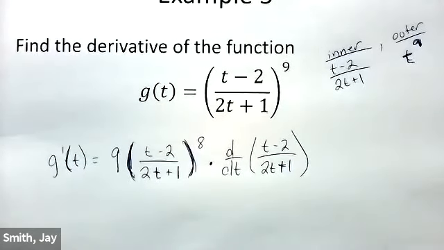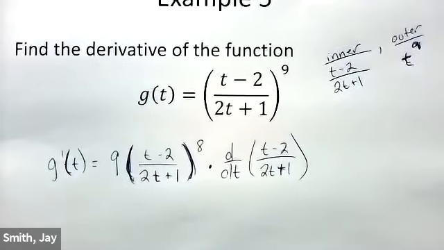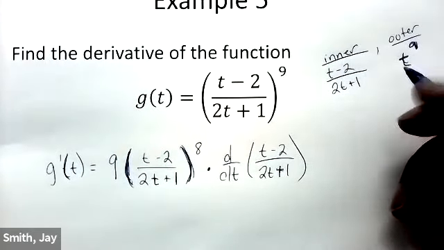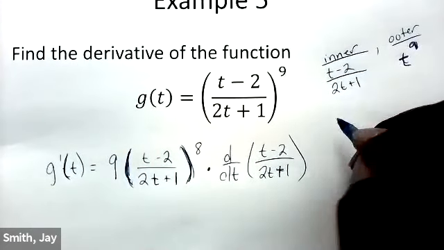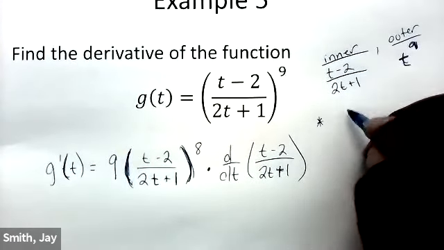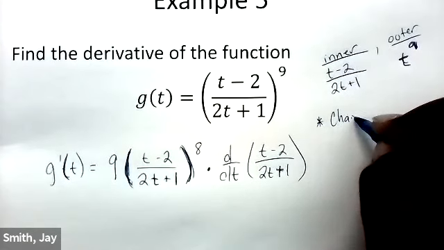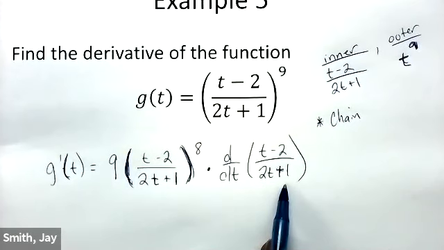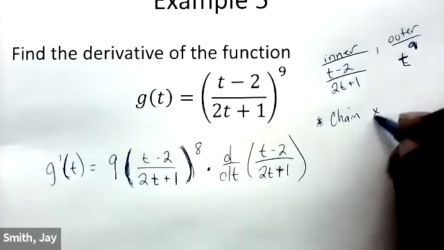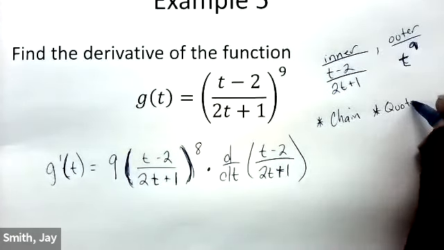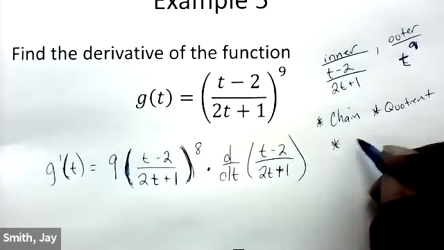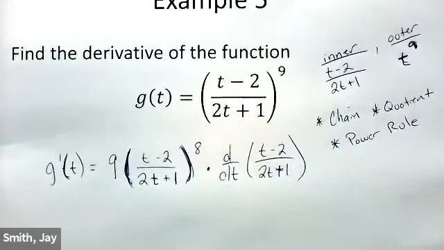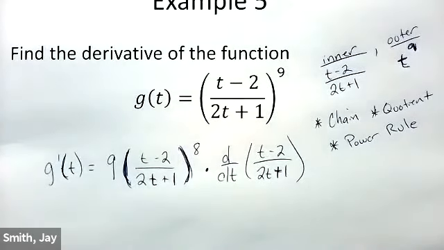Now, technically, we've applied the chain rule, but remember, we're going to have to combine the chain, the quotient, and the power rules for this problem. Probably a good idea to take note of that. So we've already applied the chain. In order for us to find ddt of t minus 2 over 2t plus 1, we're going to have to use the quotient rule. And honestly, the general power rule is basically used for every problem. All right, so it's a mix of all three: chain, quotient, and the general power rule.